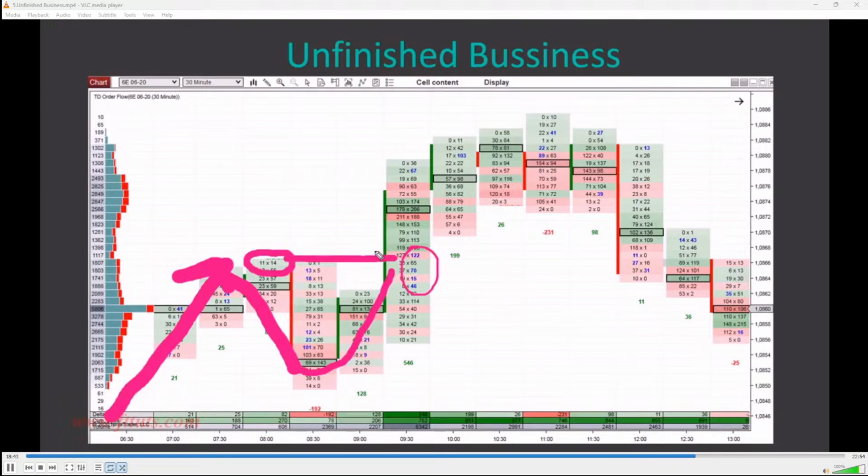I would not quit it 1 tick above the unfinished business. I would hold it until I would see some signal to quit the trade. So I would hold it, and the signal could be, for example, unfinished business in here. As you can see, it worked as a magnet. It could also be the negative delta in here in this footprint.